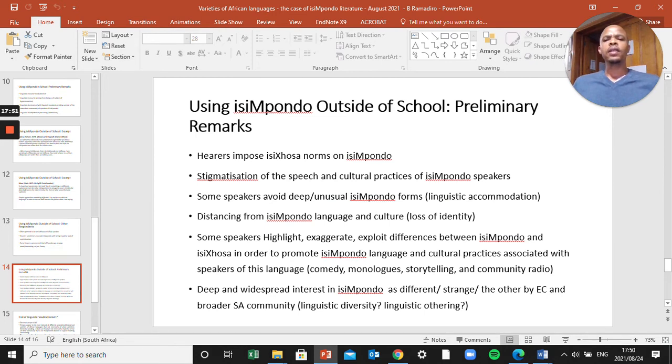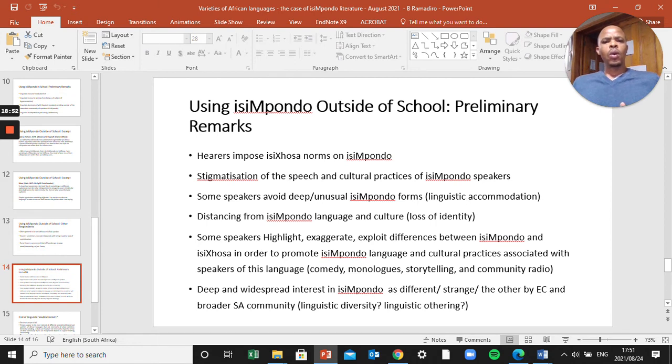But also, in some cases, we find that some speakers, because people are interested really in their variety, have an interest in isiMpondo, and they tend to highlight isiMpondo when they're in the presence of other speakers. They tend to exaggerate isiMpondo, either pronunciation. They tend to exploit differences between isiMpondo and isiXhosa in order to promote isiMpondo language and cultural practices. And often you find these kinds of exaggerations, almost caricatures of isiMpondo, in practices such as comedy or public monologues, in storytelling, but also in community radio. For example, Ukhozi FM, based in Flagstaff.